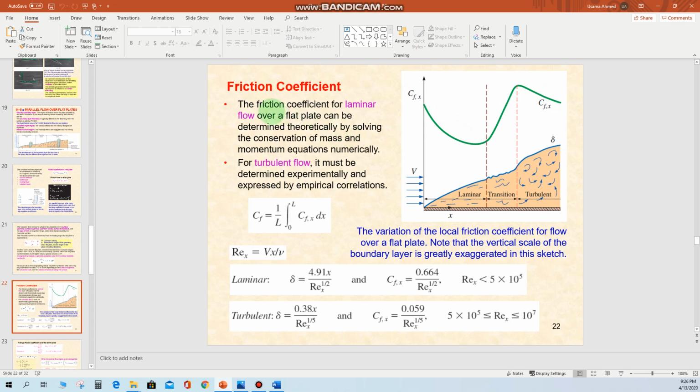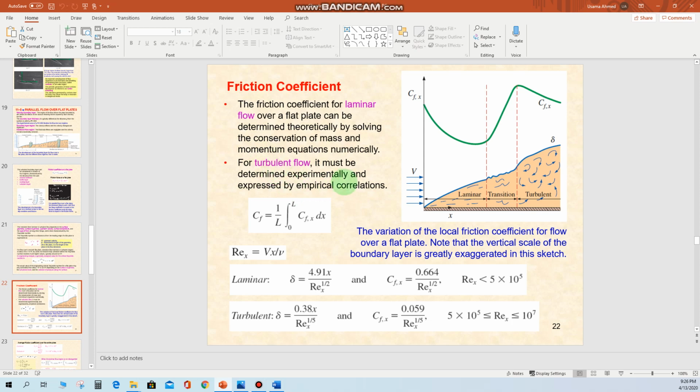The friction coefficient for laminar flow over a flat plate can be determined theoretically by solving the conservation of mass and momentum equations numerically. So the value of the coefficient of friction for the laminar flow can be calculated using the mass and momentum equations. I will show you that one. And for the turbulent flow, it must be determined experimentally and expressed by empirical correlation.